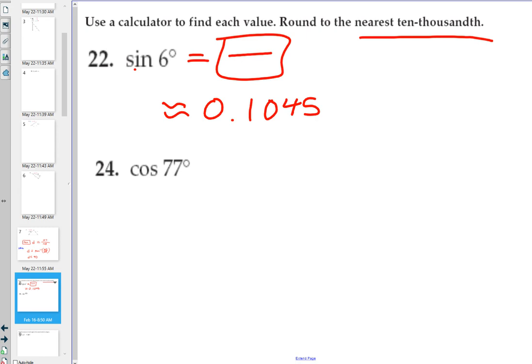0.1045. That is to the 10,000. That's 4 decimal places. Let's do the same thing with cosine of 77. Just so that you understand, what they've already done is just like the equation we just wrote. All we're doing is expressing that fraction that's there as a decimal.